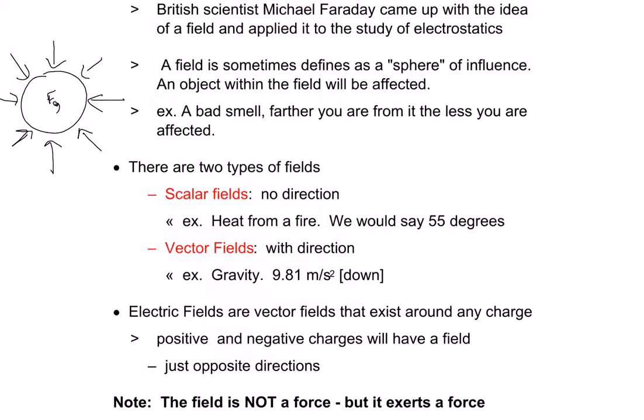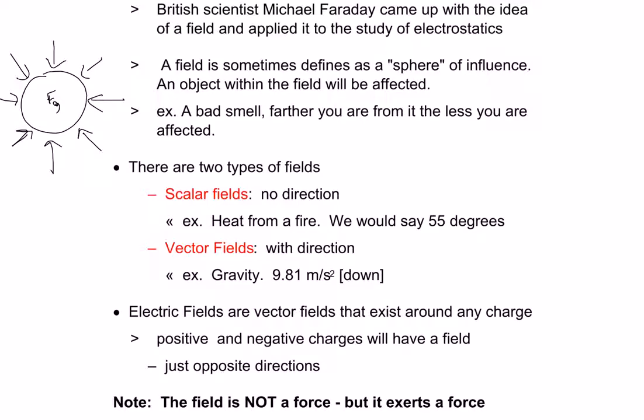So different types of fields, vectors and scalars. A scalar field would be something where we don't really care about direction. So if you're measuring the heat from a fire, you can measure it from any side of the fire, the top, whatever, you get the heat coming off the fire in every direction. And we would just say something like 55 degrees. We wouldn't say north, south, east, west, up, down, left, right, nothing like that. But a vector field does include direction.